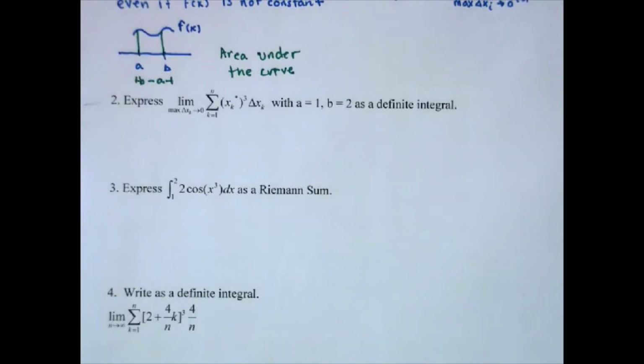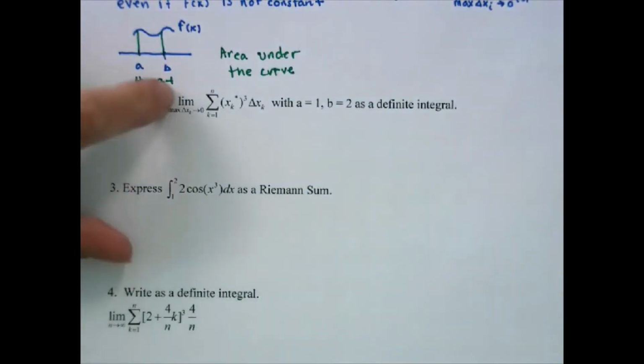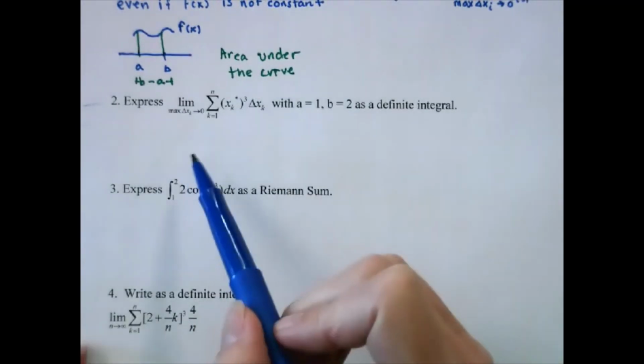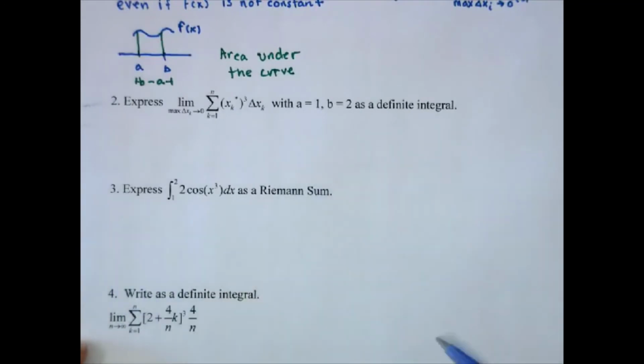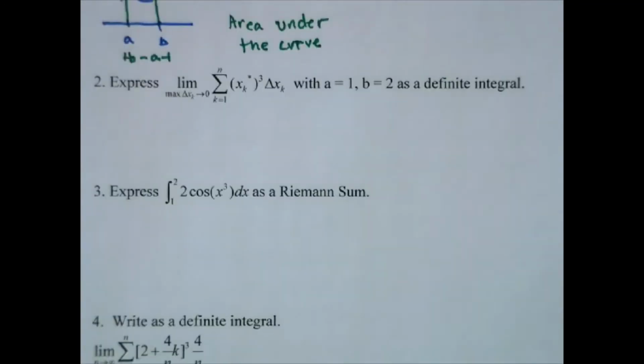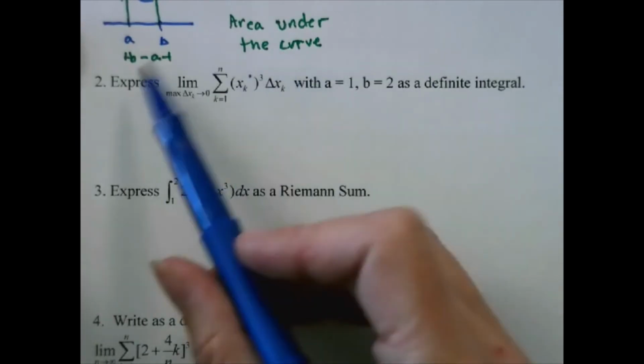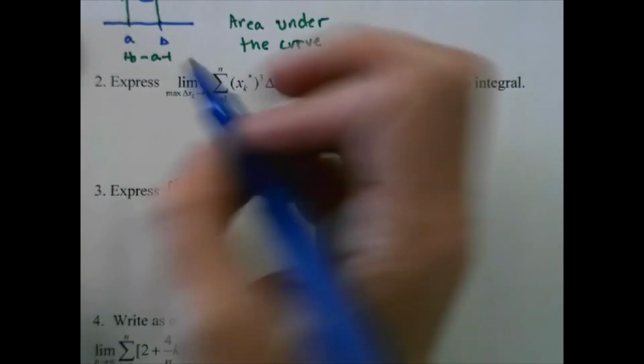So College Board expects you to be able to go between those two different forms, going from the limit form to the integral and the integral to the limit. This would typically be a multiple choice question. So it's not necessarily that you have to have this whole thing memorized, but just recognize the different parts of it. So this is the Riemann sum definition of the integral.